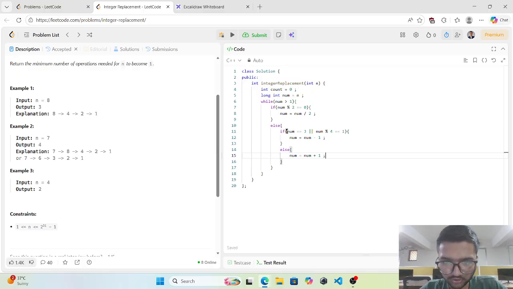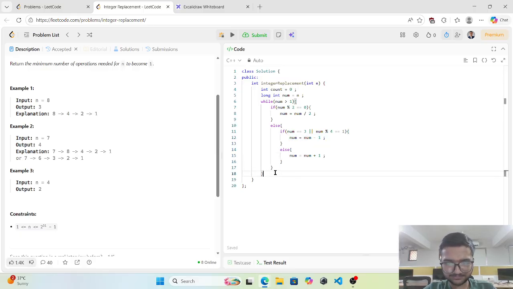You may wonder why we have used num equals to 3 and num modulus 4 equals to 1. You can write more examples and solve this question on pen and paper. When num modulus 4 equals to 1, we always subtract 1 from num, because it takes fewer steps than num plus 1. So practice on pen and paper, and then you will see this result.